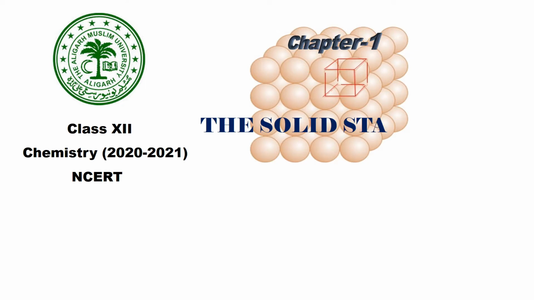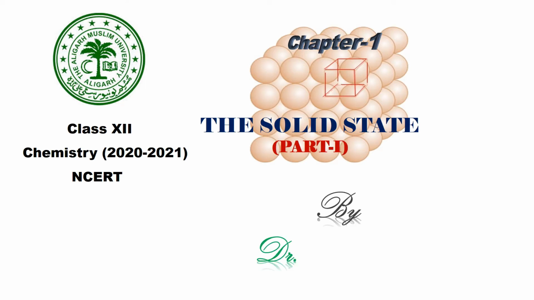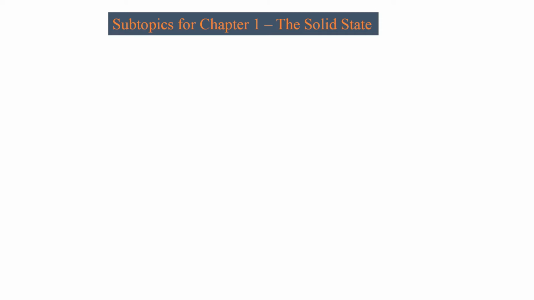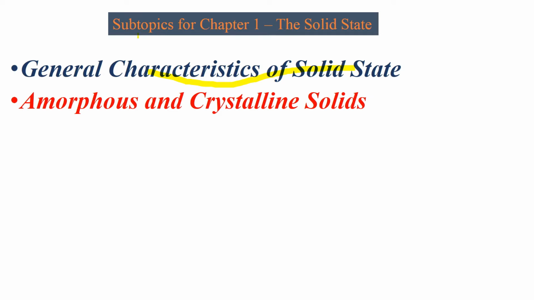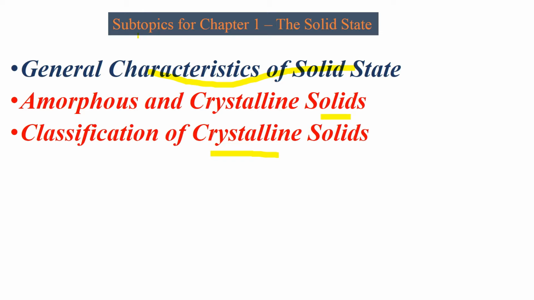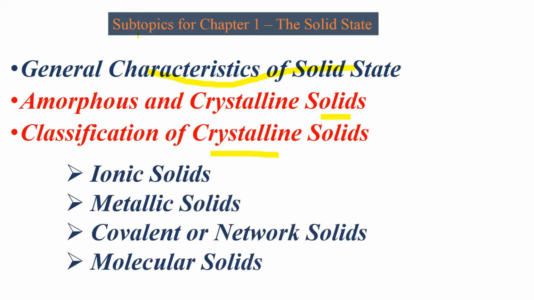Today we will discuss the topic of the solid state, part 1, chemistry of class 12 for all board examinations. The subtopics are general characteristics of solid state, amorphous and crystalline solids, and classification of crystalline solids: ionic solids, metallic solids, covalent or network solids, and molecular solids.